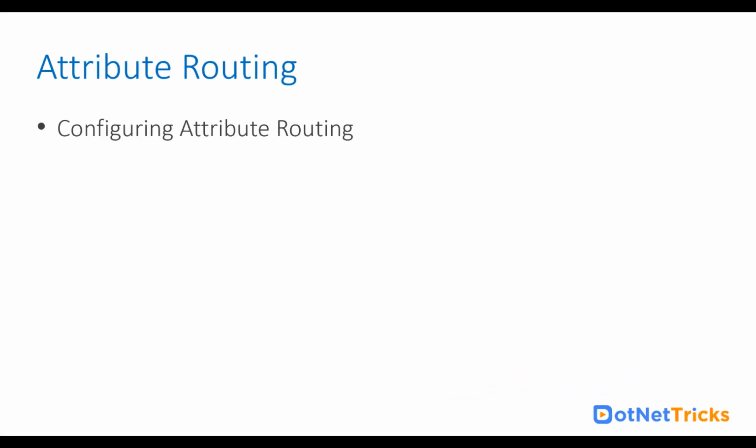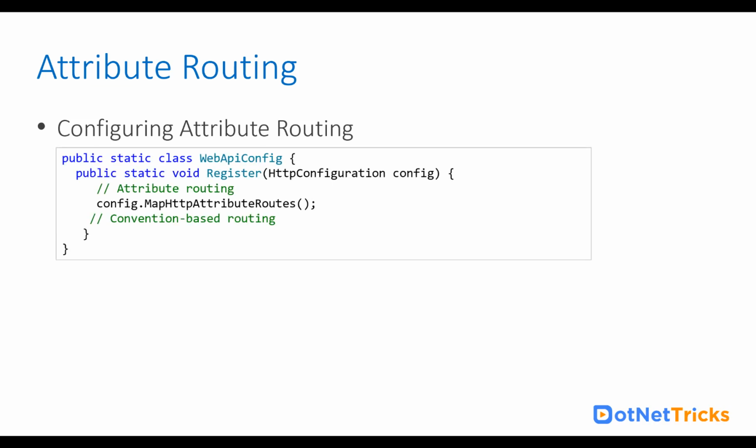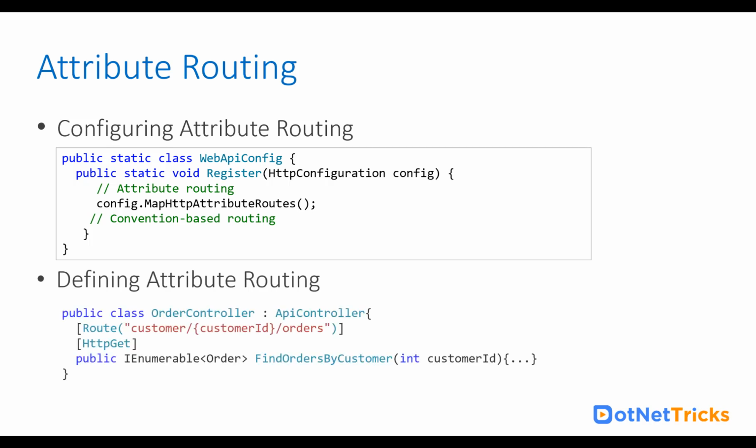So first of all, we need to configure attribute routing in the Web API config file. There you need to call config.MapHttpAttributeRoutes, the method you need to call on the config instance. Then here we can define the attribute routing by using the Route attribute. It's customer/customerID/orders.